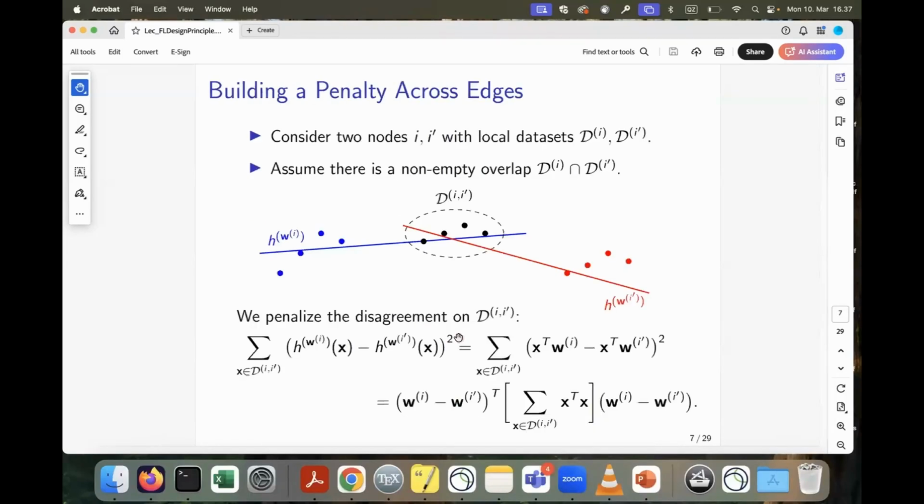Okay, so how do we do it? How do we build a penalty? And the idea is as follows. Let's consider we have two nodes which represent two devices. So we have a node I and a node I prime. These are two devices, let's say my smartphone and my friend's smartphone or my neighbor's smartphone.